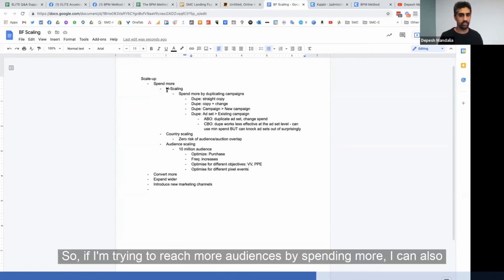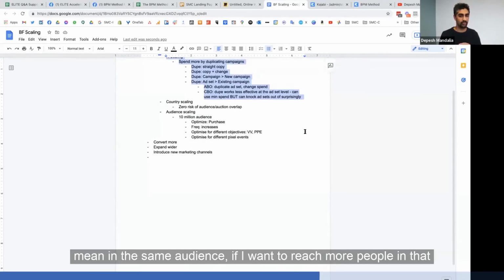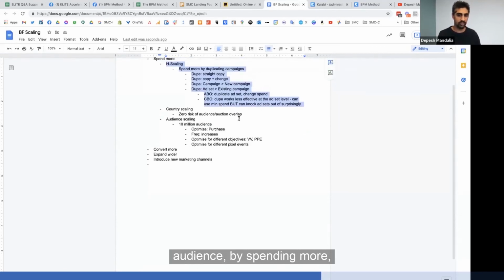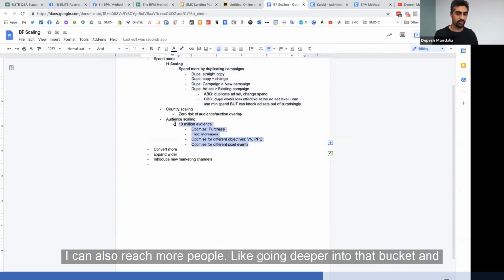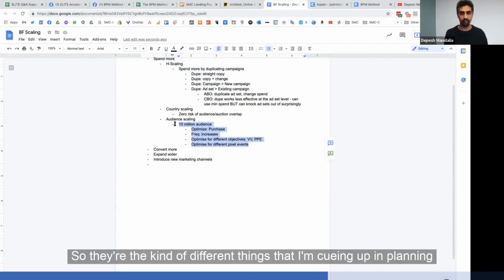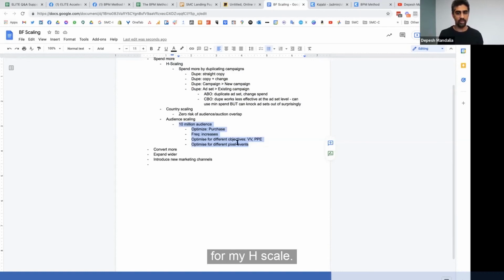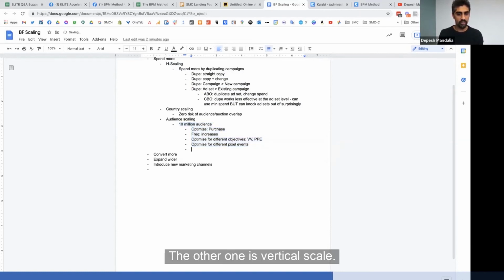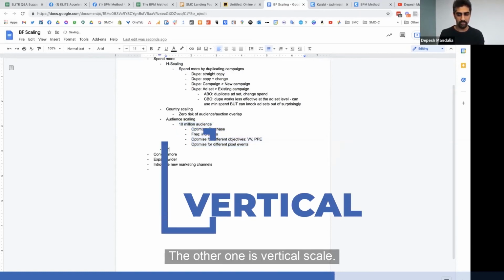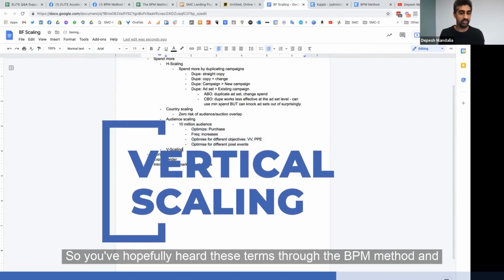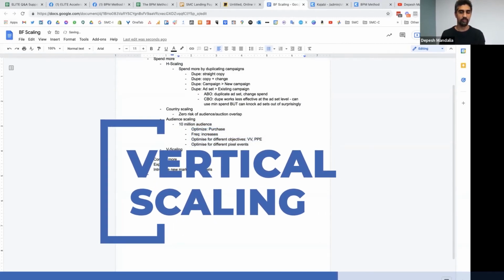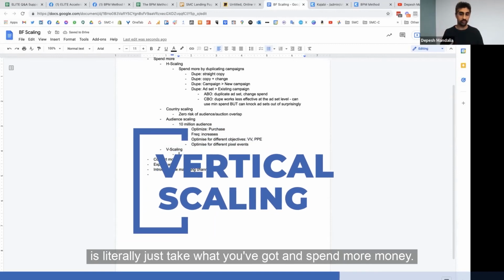So if I want to reach more people in that audience by spending more, I can also reach more people by going deeper into that bucket and reaching people who are maybe not in the buying phase as well. So they're the kind of different things that I'm queuing up and planning for my horizontal scale. The other one is vertical scale. So you'd have hopefully heard these terms through the BPM method and the cookbook. Vertical scale is literally just take what you've got and spend more money.